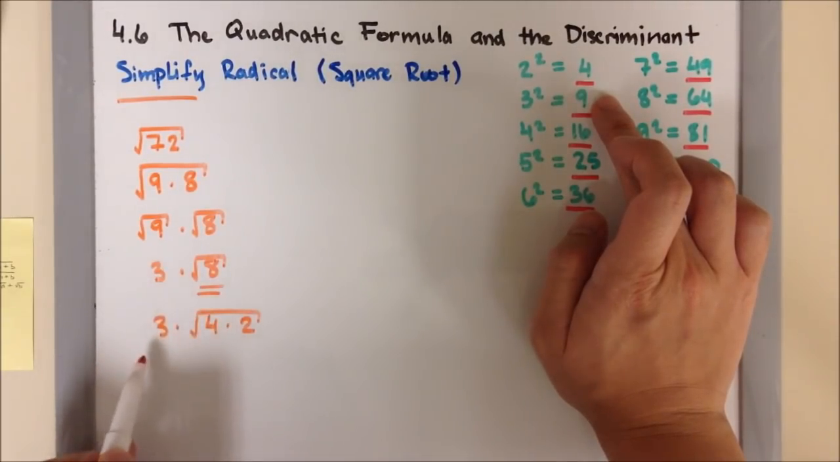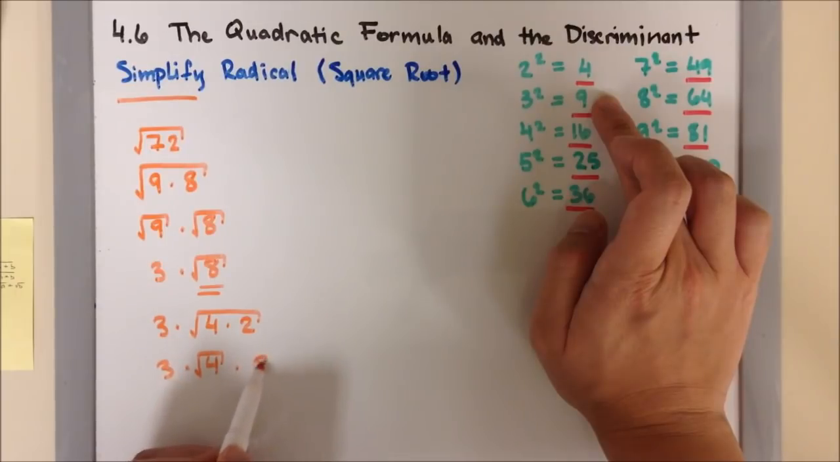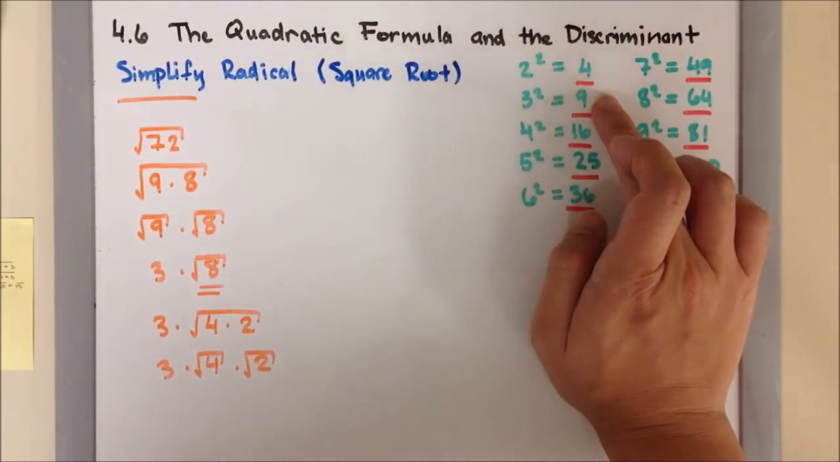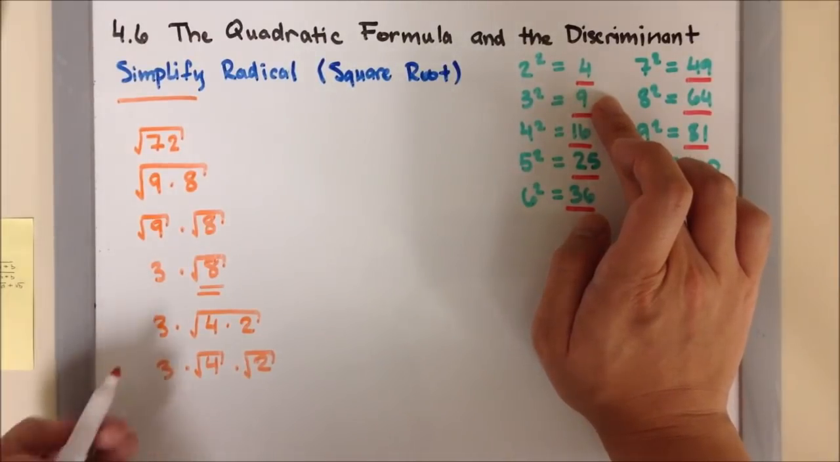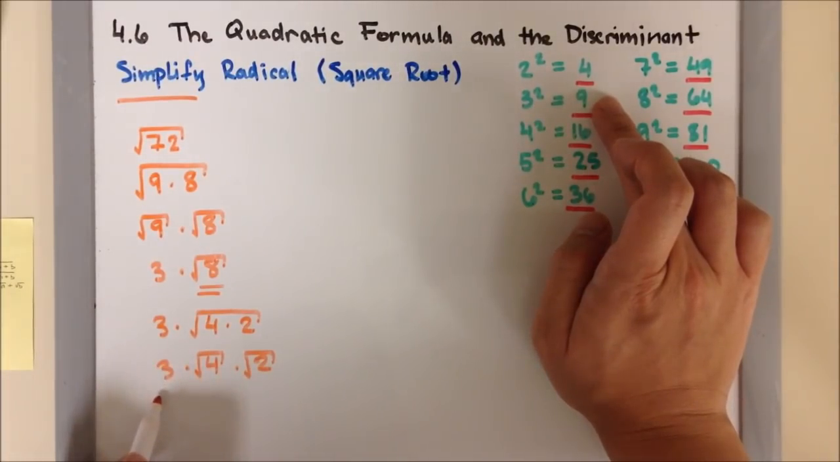And then just like before, I'm going to break it into 2 square roots. So the square root of 4 and the square root of 2. Just like that. Now, the only one I can simplify is the square root of 4. So the 3 stays the same. The square root of 4 will become 2. And this will also stay the same, square root of 2.